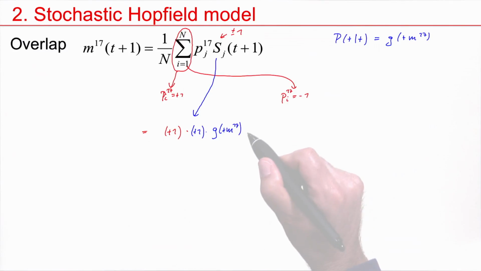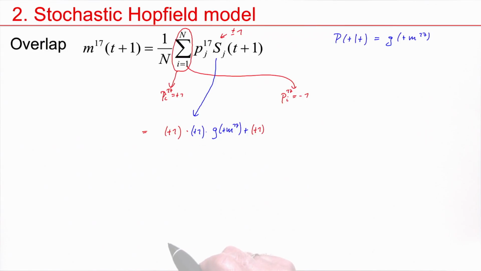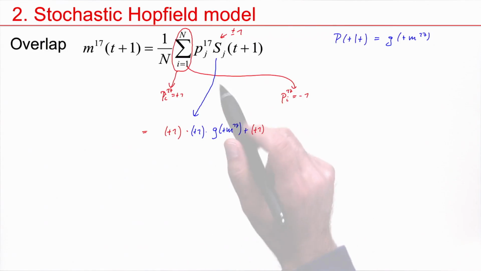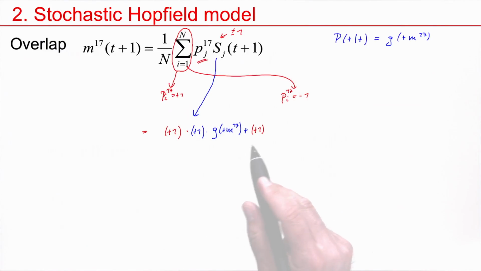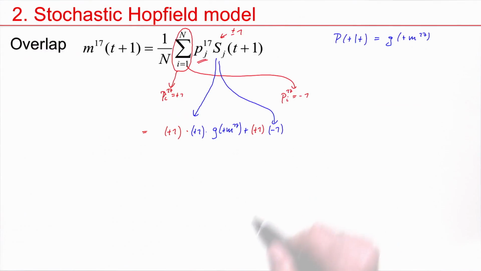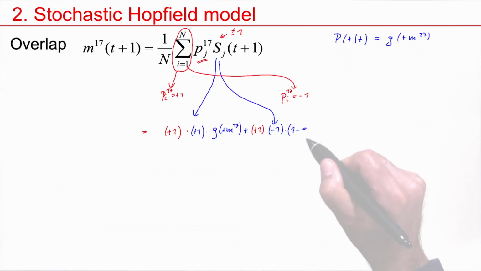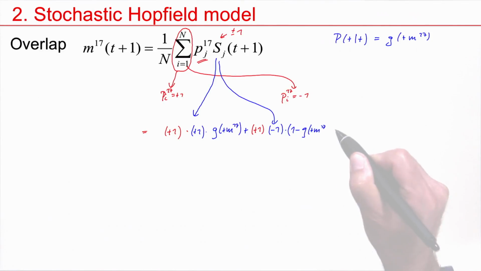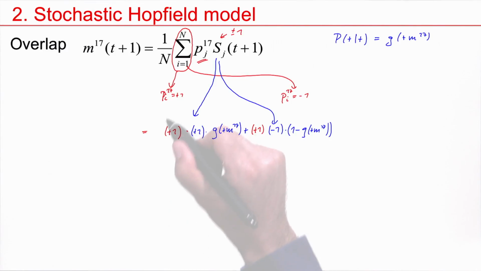And then we have the second subgroup. It's still pixel +1, but now it could be that the neuron is actually inactive. So it could be that the neuron, despite the fact that it should be on, is off. So I have a -1, and what's the probability for this? Well, it's 1 minus the probability that it is on. So it's 1 minus g of plus m17. So all this was the first group.